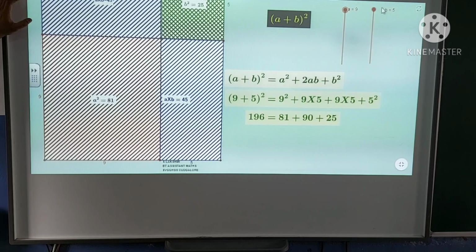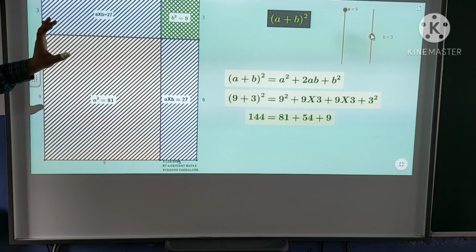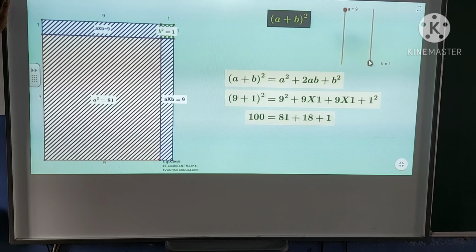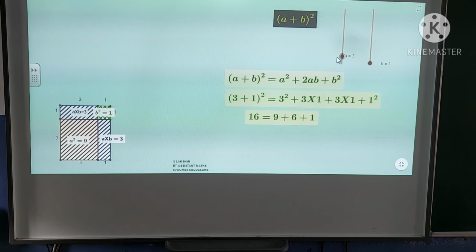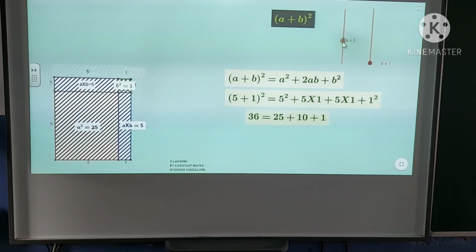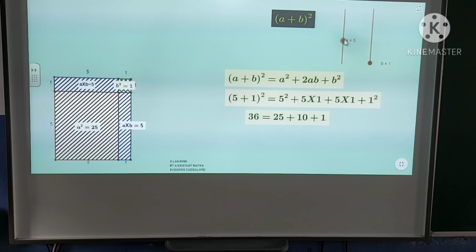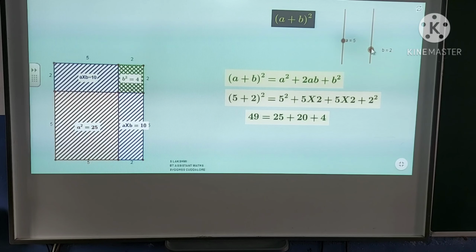Now I change 5, you can see the changes on the b side. Okay. So 5, 4, 3, you can change the b side to 2 and 1. So when the value is low, the square has a smaller area. When the value is higher, the square has a larger area. You can see the changes in the expression and also in the diagram. Okay, so this is a visualization of a plus b the whole square.